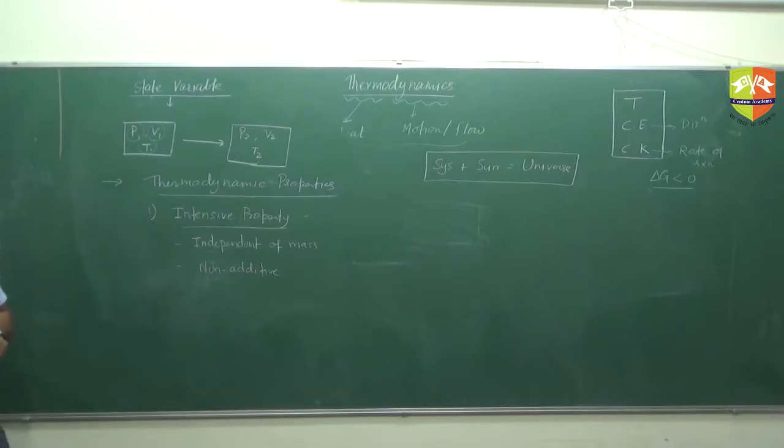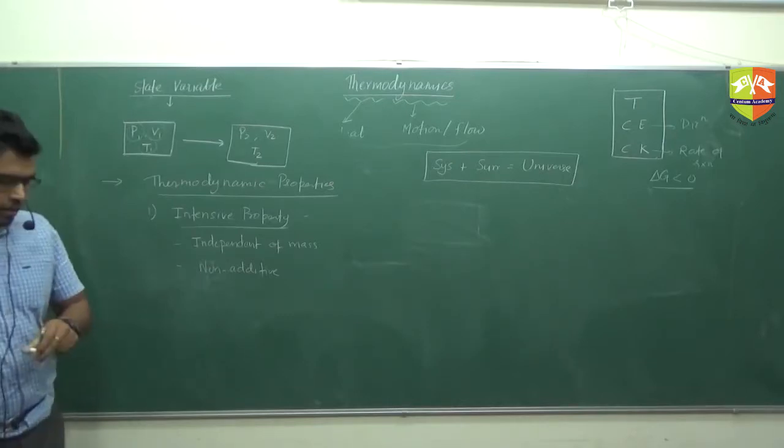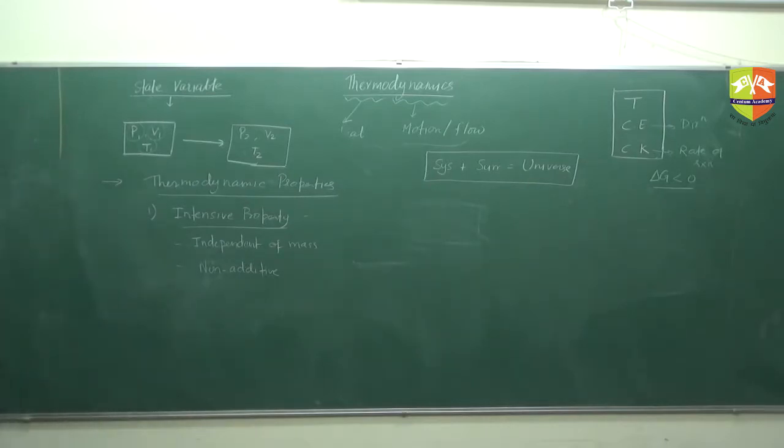Next, write down extensive property. It depends upon mass. Extensive property is additive in nature. Examples, write down: mass, mole, volume, energy. Energy means internal energy, enthalpy, Gibbs free energy, entropy, everything. All these are extensive properties.